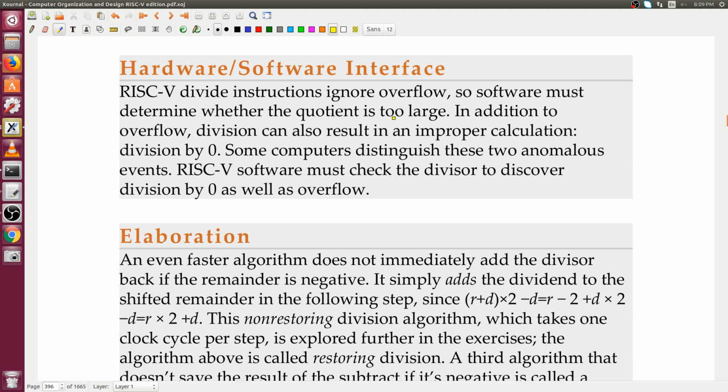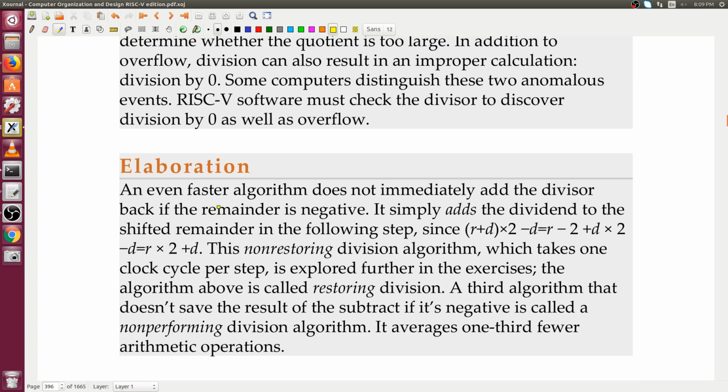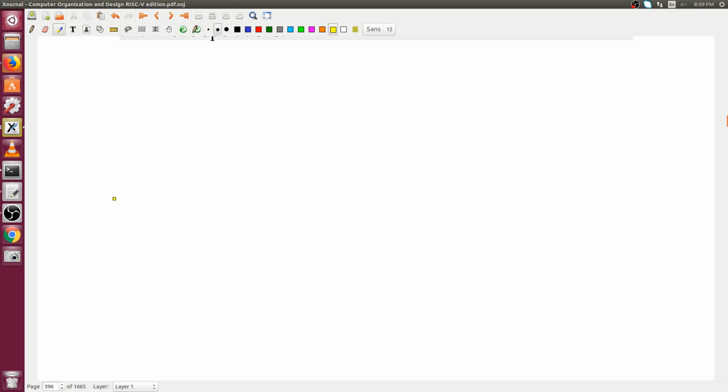RISC-V is fairly naive, which is because it was developed by Berkeley. Not a knock against Berkeley, but it is an educational architecture, which means it doesn't have a lot of features. Okay. Let's move on.